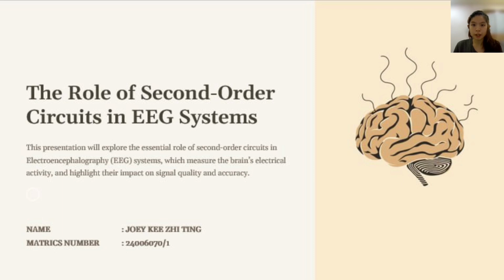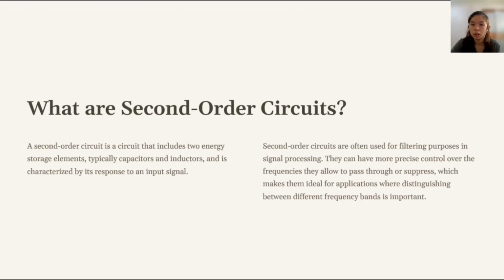24006070. Today, I'll discuss the crucial role of second-order circuits in EEG systems, which measure the brain's electrical activity. Let's start by understanding what second-order circuits are.